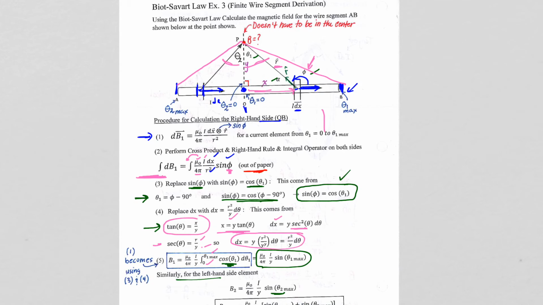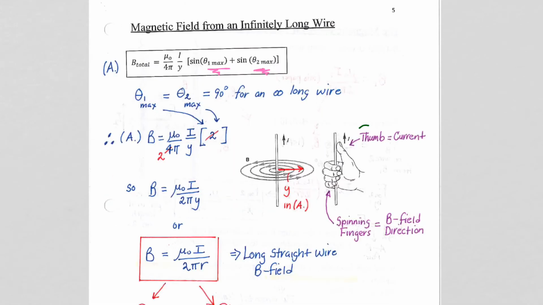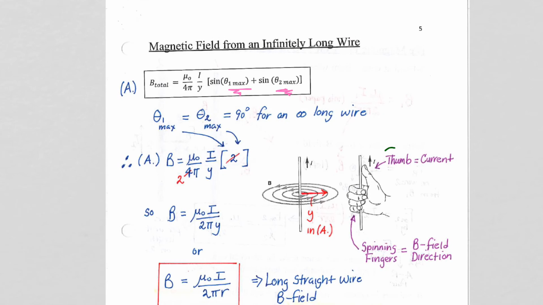So when you're integrating with respect to theta, you'd be integrating from 0 to theta max. But as the wire becomes infinitely long, so as we begin to stretch this wire to the right, that theta max begins to get closer and closer to 90 degrees until at infinity it equals 90 degrees. So that is why theta 1 and theta 2 equal 90 degrees for an infinitely long wire. When they go to 90 degrees, sine of 90 degrees is 1, sine of 90 degrees is 1. That's where the 2 comes from. The 2 cancels out with the 4 on the bottom.